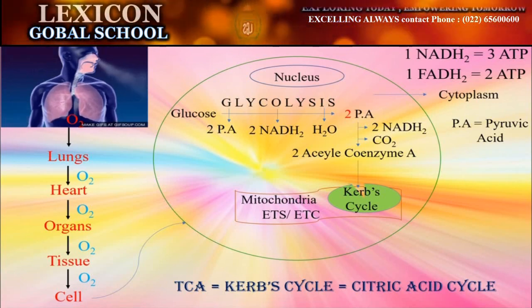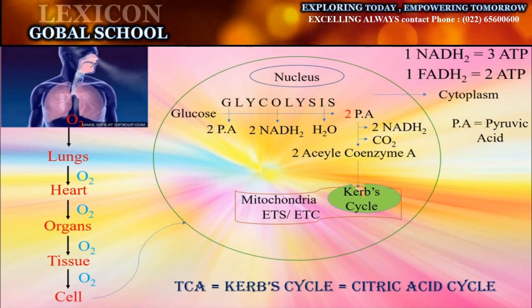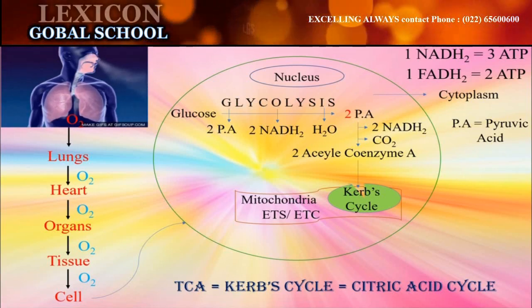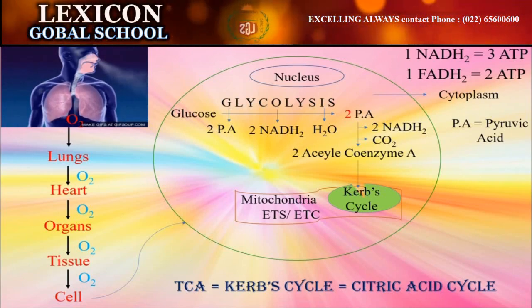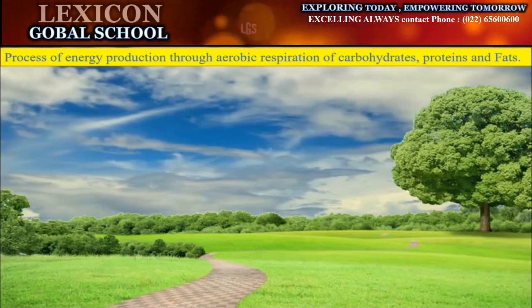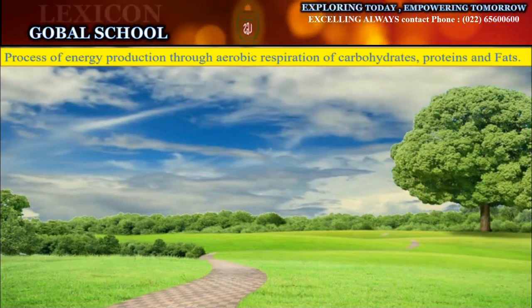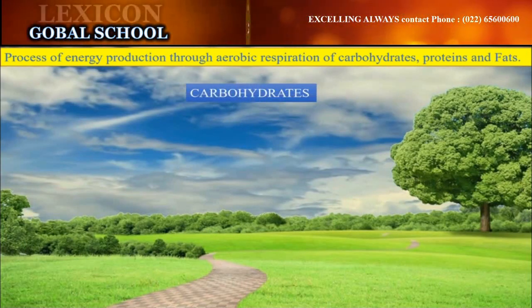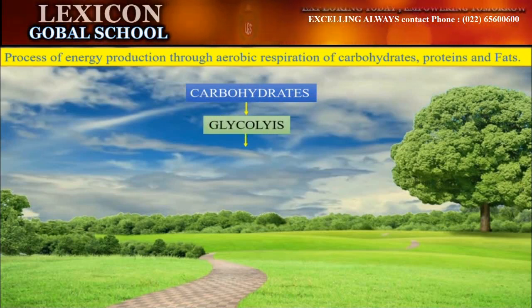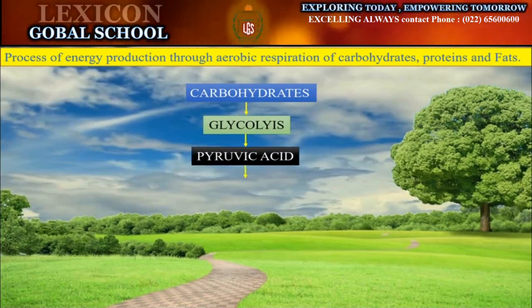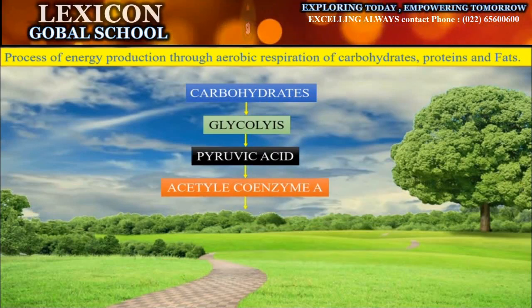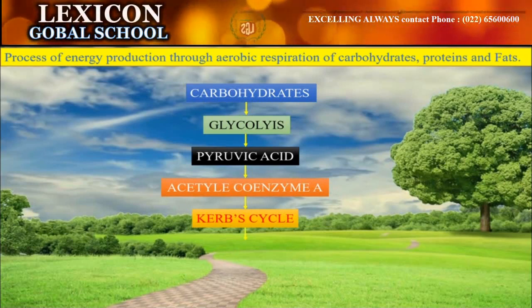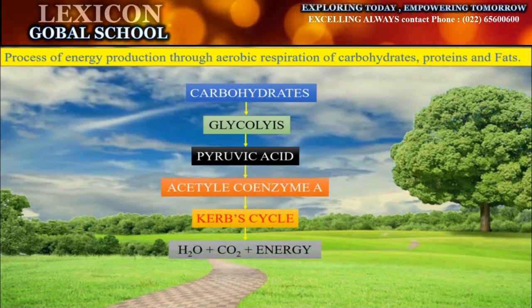Since glucose is not present in the cell, fat gets converted to fatty acid and directly to acetyl coenzyme A, and proteins to amino acids and directly to acetyl coenzyme A. This is the process when oxygen is present in the body, when oxidation takes place. We studied in the earlier slide about glucose, carbohydrates. Carbohydrates get converted through glycolysis to pyruvic acid, pyruvic acid to acetyl coenzyme A. Acetyl coenzyme A completes the cycle called the Krebs cycle, and at the end of the Krebs cycle, we are left with carbon dioxide, water and ATP molecules, that means energy.